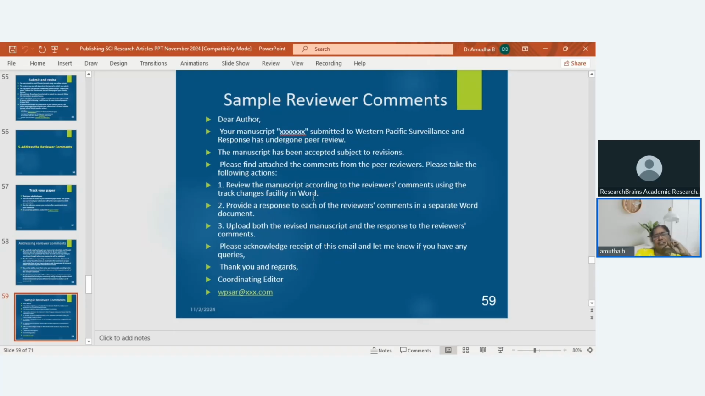You have to go to Word and do the changes. Likewise, they are saying, provide a response to each of the comments. For each and every comment given by the reviewer, you have to give a specific response to that particular comment in a separate Word document.